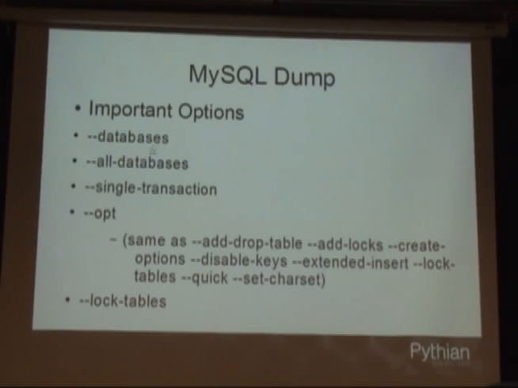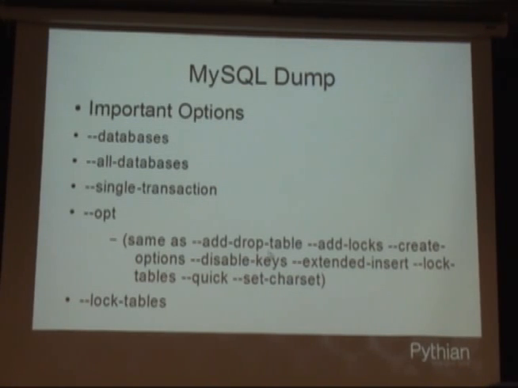You can do --all-databases, which I think has -A as the short form, which will get all the databases. --single-transaction is important to have that consistency. And then --opt will add drop table, add locks, and it gives you create options. If you don't have create options, you don't get MySQL-specific create options, which include things like storage engine, kind of important, and auto increment, very important. Disable keys and extended insert: add locks, disable keys, and extended insert make the import go faster when you're doing that.